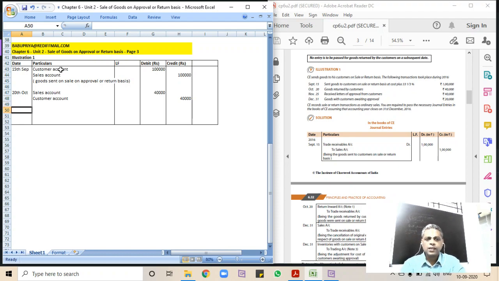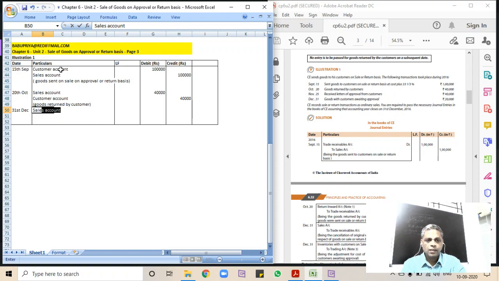So the next entry: goods returned by customer. Customer has accepted 40,000 worth of goods, and goods with customer awaiting approval are 20,000. This 20,000 is assumed because the return time is still not completed, so the goods are retained by the customer and are still not sold. It's still awaiting the approval of the customer. So we have to take these goods back into stock by reversing the sale entry.